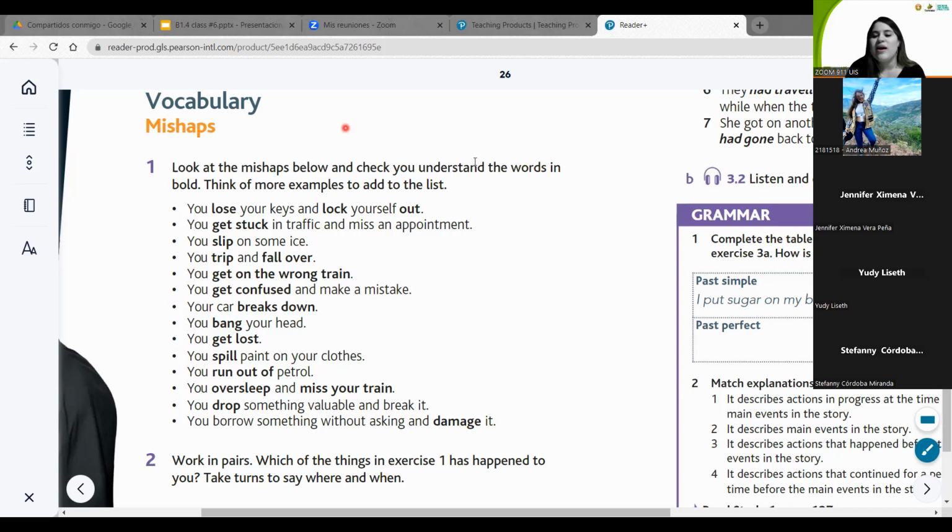You borrowed something without asking and damaged it. So you borrowed something without asking and then you ended up damaging it. Has it ever happened to you?